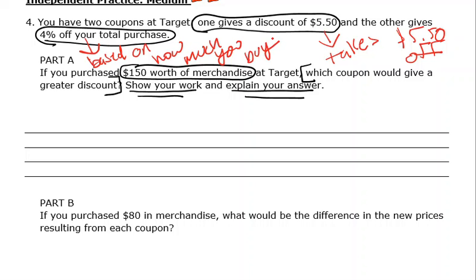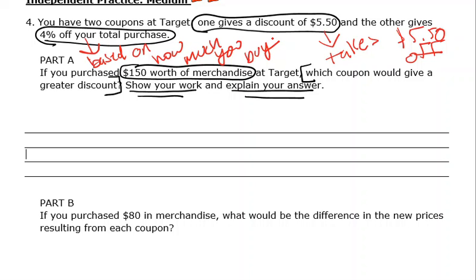So basically, if I spend $10 and I use my $5.50 coupon, it's going to take $5.50 off of $10. I'm going to pay $4.50. If I spend $10 and I use my 4% coupon, it's going to take 40 cents off. Okay? Make sure I'm right about that. Yes, 40 cents off. Okay, so that's the difference. It's based on how much I spent.